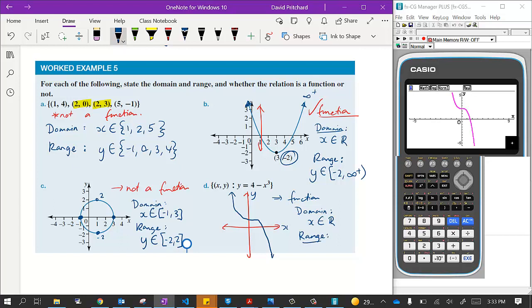With our range, we can see that that's continuing up to positive infinity, and this is continuing down to negative infinity. So the range will also be any possible value. So y is an element of all real numbers as well.